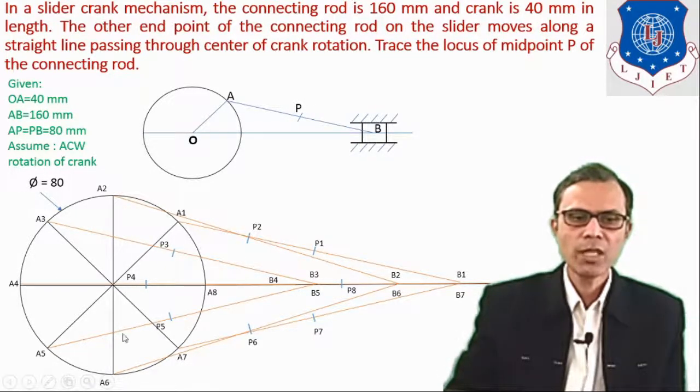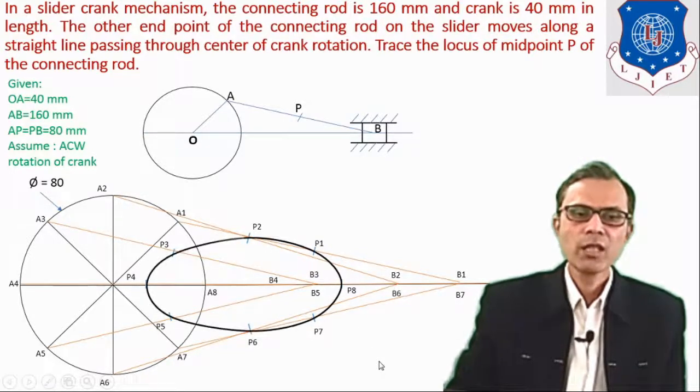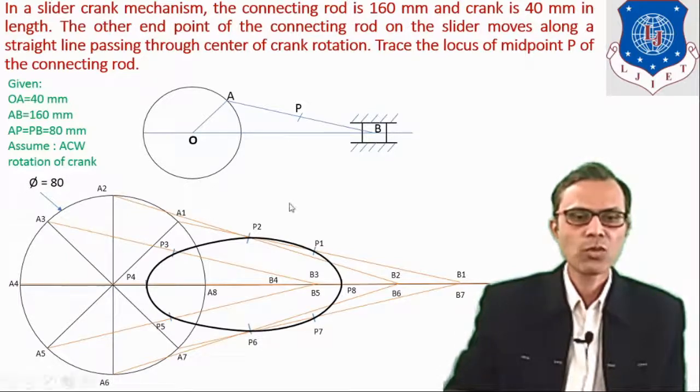So now we have the different positions of point P. Join all these points with a smooth free-end curve. Once it becomes proper, then make it dark or thick. So it shows the locus of the given point P.